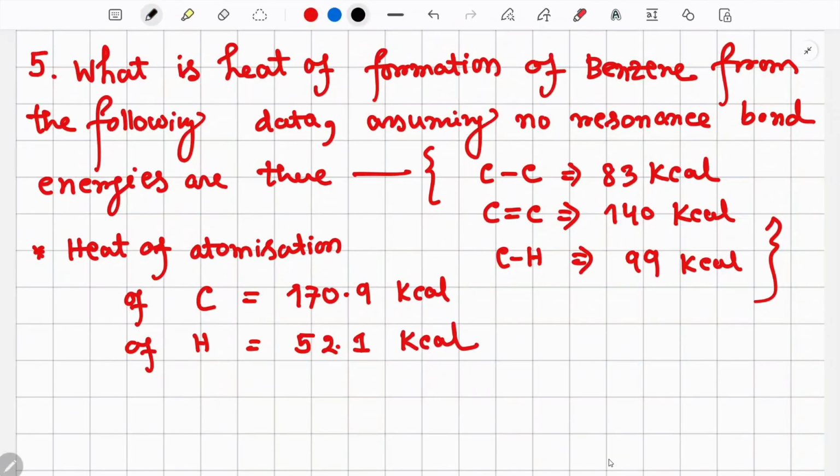Please wait. Okay. You know the heat of atomization? When the compound is turned into atom, the energy released. Okay, try.